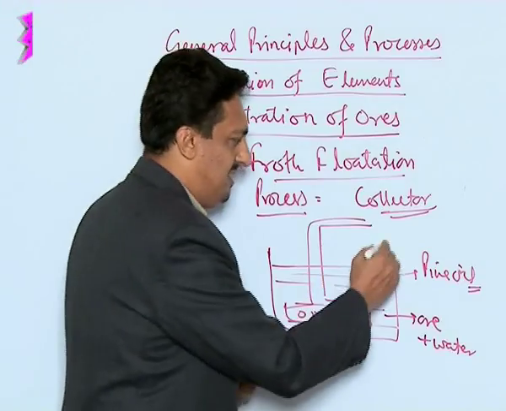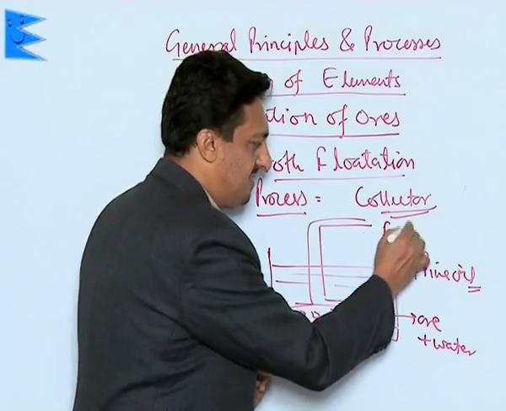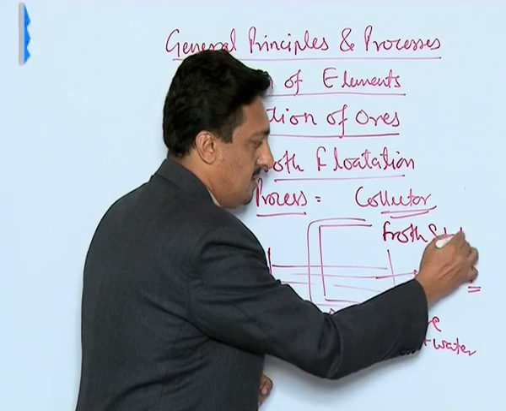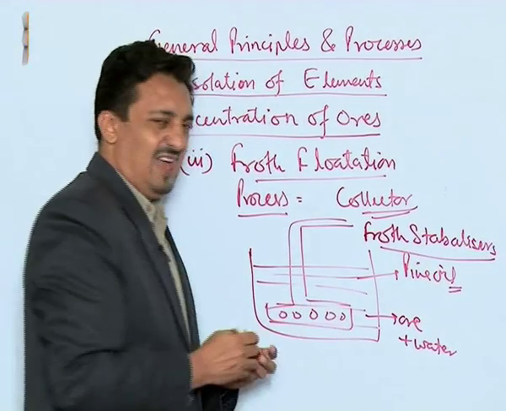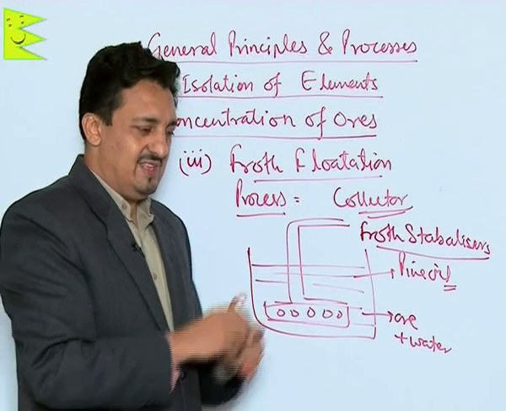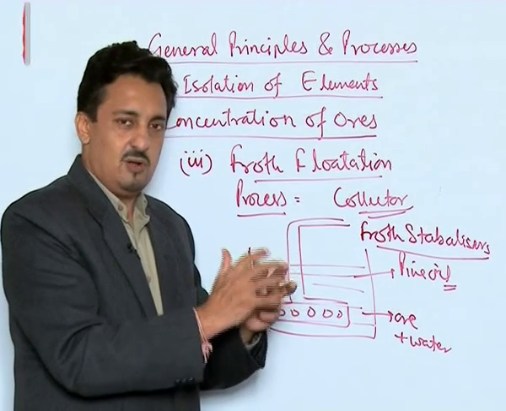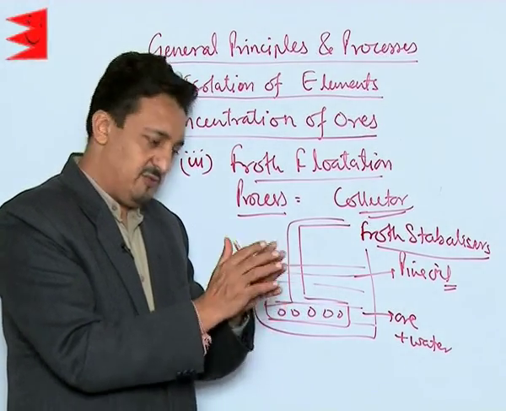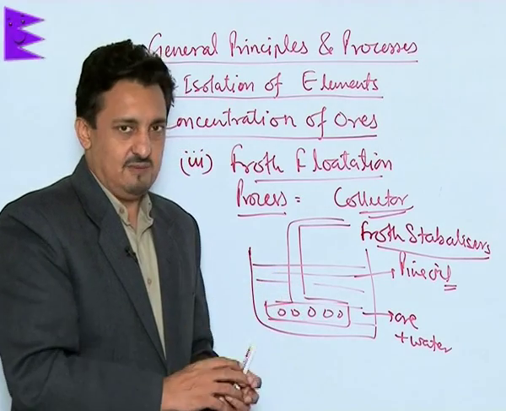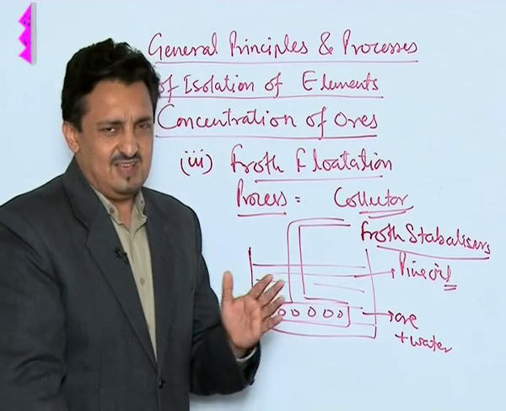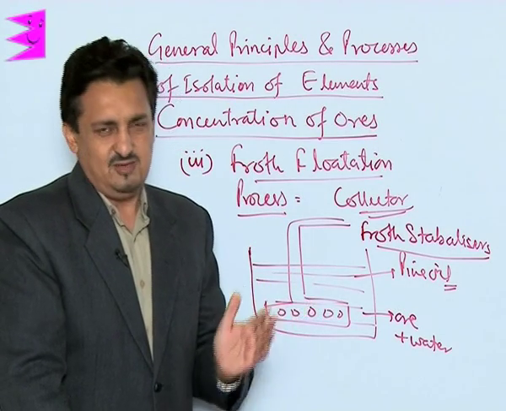We add certain chemicals like froth stabilizers. Froth stabilizers are anisole or cresol. What they do is they stabilize the froth, which can then stay for a longer time. Otherwise, if the froth vanishes very quickly, you won't be able to separate the ore particles from the gangue. So froth stabilizers are those which actually stabilize the froth.